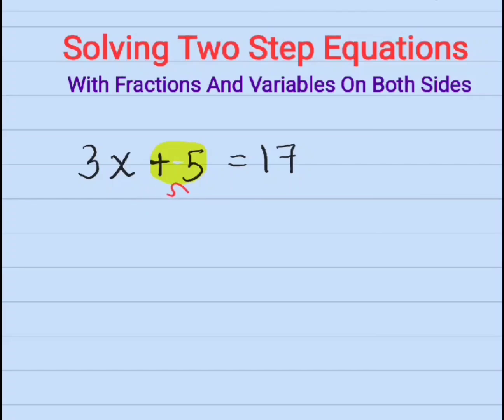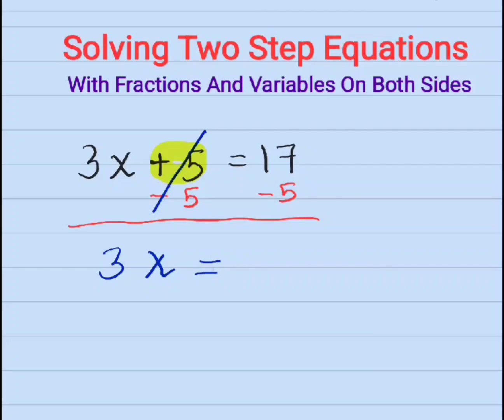Since the 5 is added to 3x, let's perform the opposite operation. Let's subtract both sides by 5. 5 and negative 5, those two will cancel. So what we have left over on the left side of the equal sign is 3x. 17 minus 5 is 12.